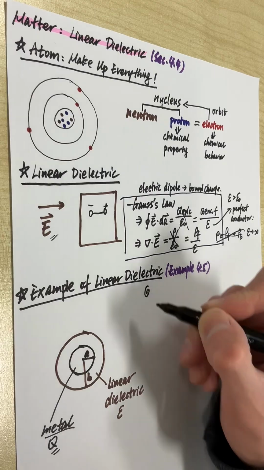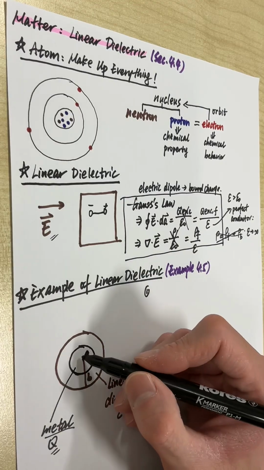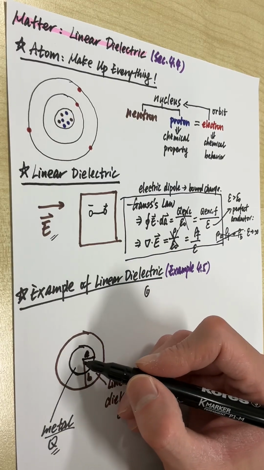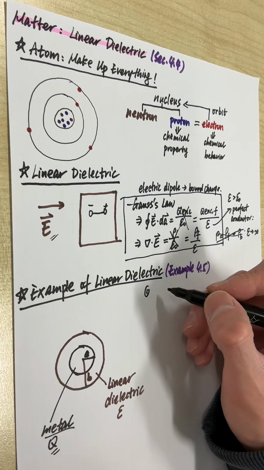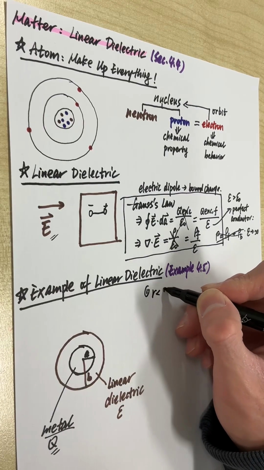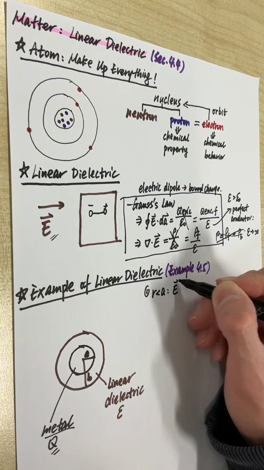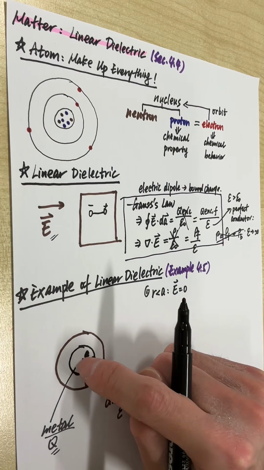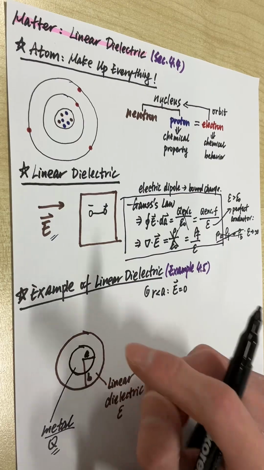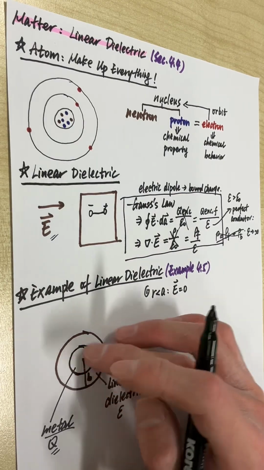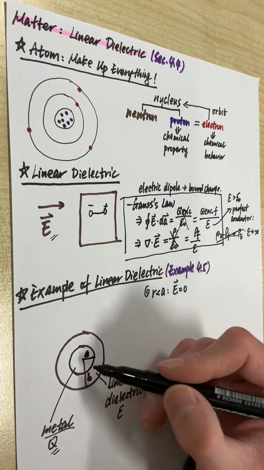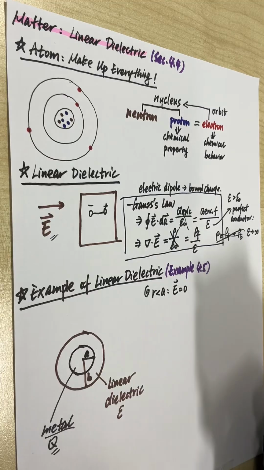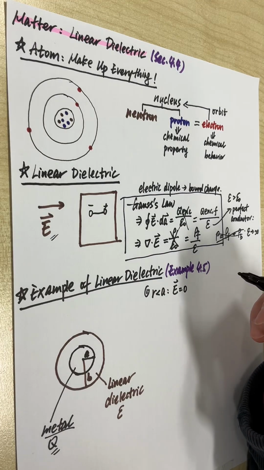So first of all, the inside of the metal is a conductor. Inside of the conductor, we have electric field equal to 0. So the free charges are free to move, and they reside at the surface. So inside of the conductor, the electric field is always 0.